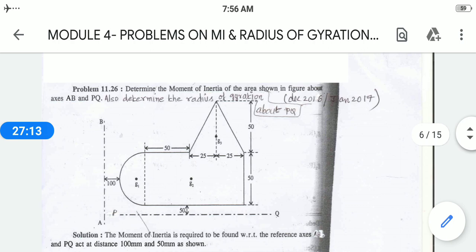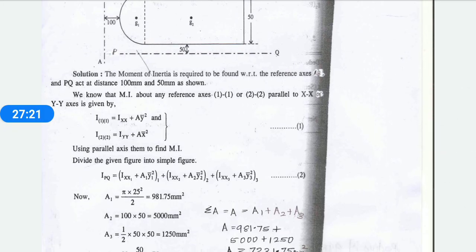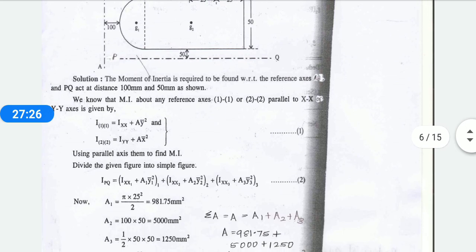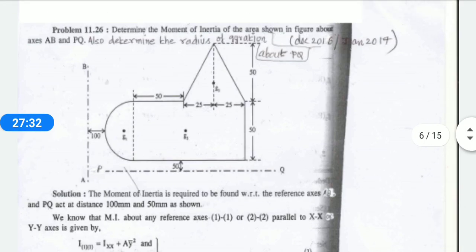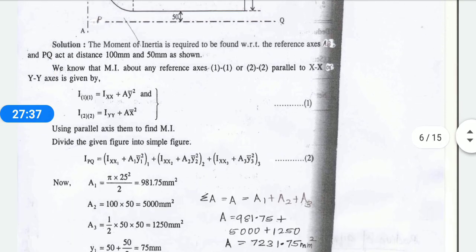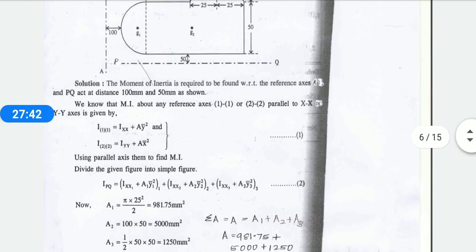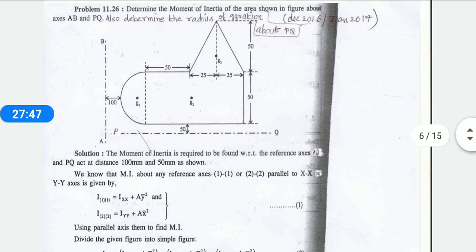A1, now they are considering the first component as a semicircle. So we need to find what is our A1 first. A is equal to pi r square divided by 2. So substitute that and find out what is our A1. A2 is equal to your rectangle component, that is B into D. Substitute your B is equal to 50 plus 25 plus 25 and D is your 50. So you will get 5000. Then you have to find what is our A3. A3 is equal to the triangular element, so it will be equal to half into B into H. Substitute in that formula and get all the 3 values.